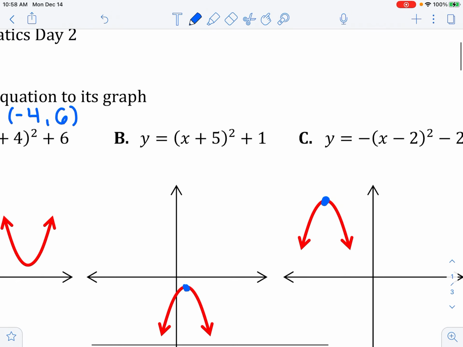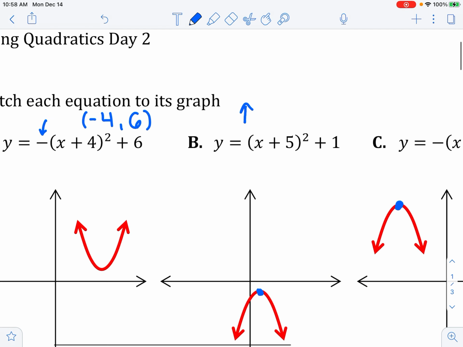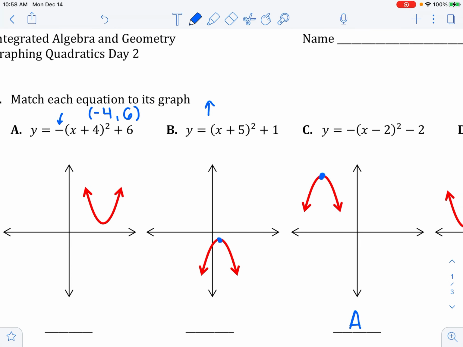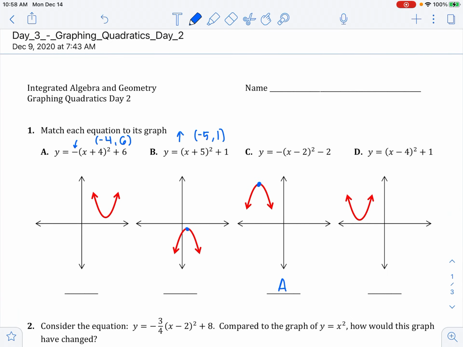Looking at my next one, I'm looking for an upward facing. So I also need to know my vertex. This is to the left 5 and up 1. So I'm looking for an upward facing parabola that's to the left 5 and up 1. This is to the left and up, so it has to be this one.